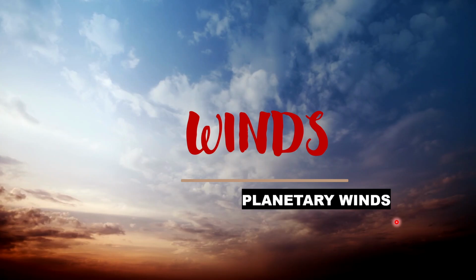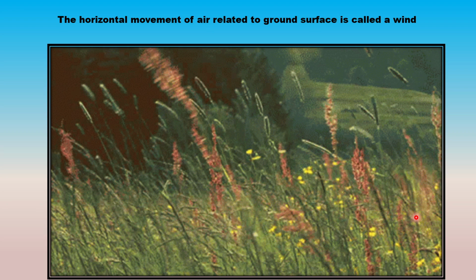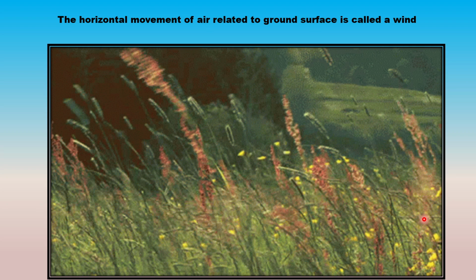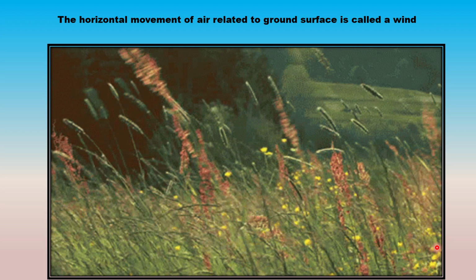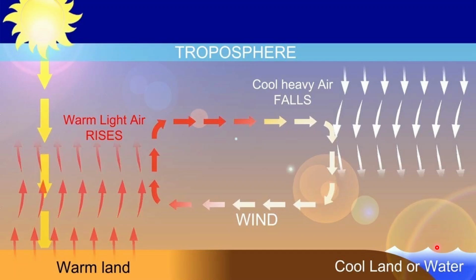Now, what are winds? The horizontal movement of air related to ground surface is called a wind. The movement of air is due to variation in atmospheric pressure caused by the uneven heating of the earth by the sun. So here we can see that when the sun is shining, the land gets heated faster, while the water remains cooler. So a high pressure builds up on the water while a low pressure builds up over the land.